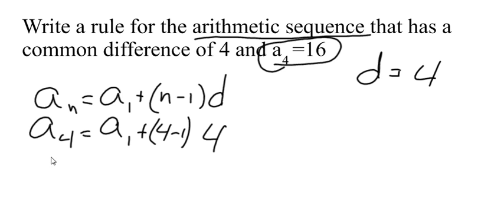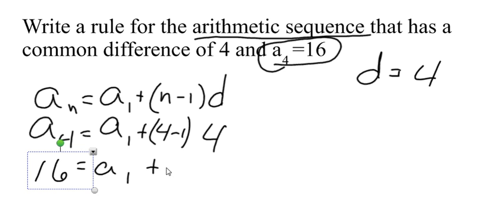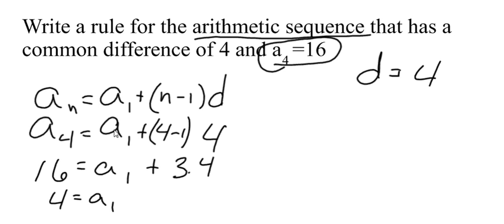16 is equal to a sub 1 plus 4 minus 1, which would be 3 times 4. And all that is left now is a simple algebra problem where I have to solve for the one remaining variable, a sub 1. Okay, 3 times 4 is 12, subtract 4 over the other side, so we get 4 is equal to a sub 1.